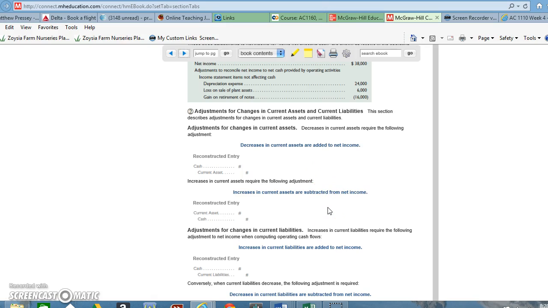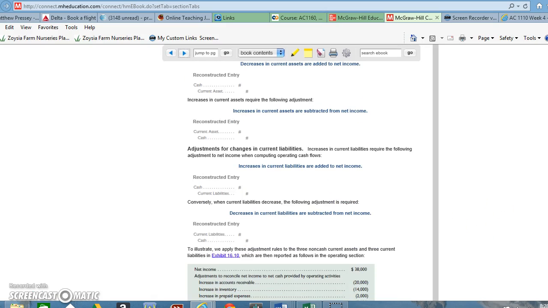But it's really the difference between last year's numbers and this year's numbers that you would either add or subtract, depending on the item. Decreases in current assets are added back, increases in current assets are subtracted, increases in current liabilities are added to net income, and then, as you can probably see, decreases in current liabilities are subtracted.